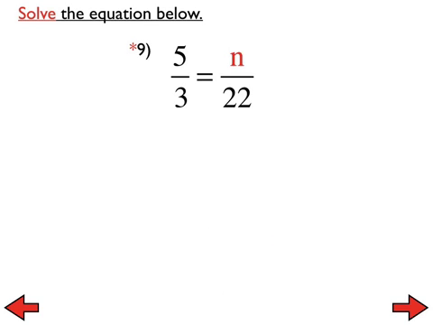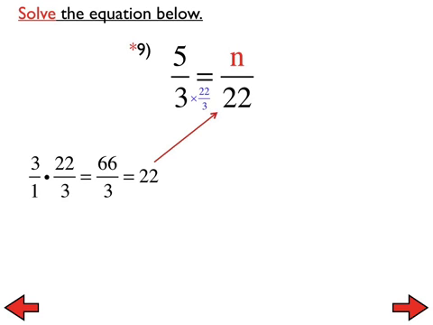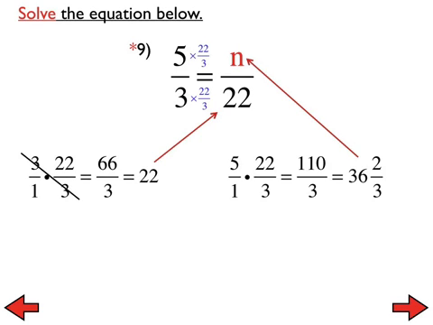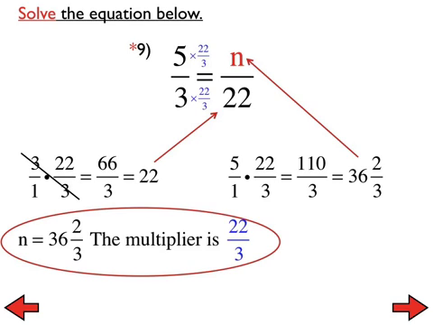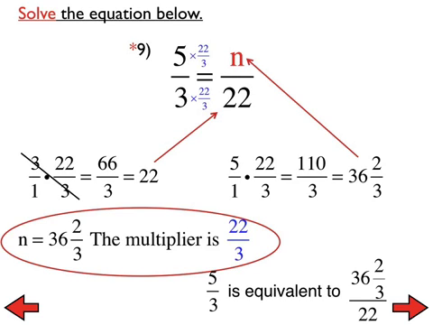Okay, Sean. Good. 22 over 3. N equals 36 and 2/3. Raise your hand if you got this one right. Good. And then it's a mixed number because we are comparing it to 22, making that ratio comparing 2 numbers.